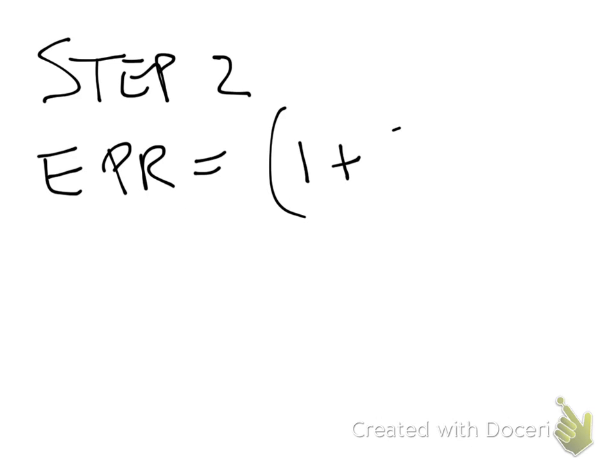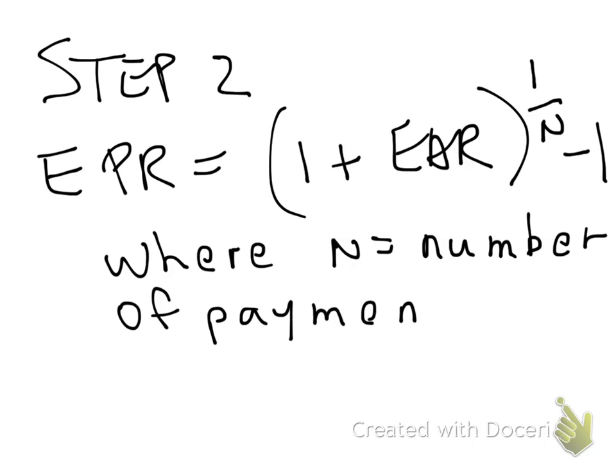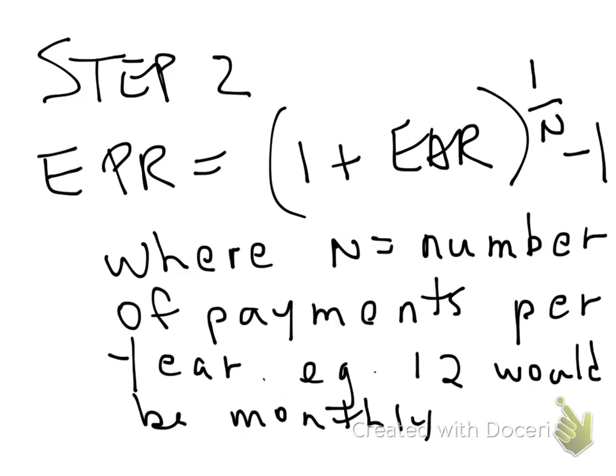So step two, let's calculate our effective period rate, or EPR. And the way we do that is, again, in brackets, 1 plus the EAR, which we just calculated previously. And for our exponent, we raise that to 1 over the number of periods, minus 1. So in this case, n is 12. We have 12 monthly payments. And so what we're really doing is taking the 12th root of that, or raising it to the 1/12th exponent.